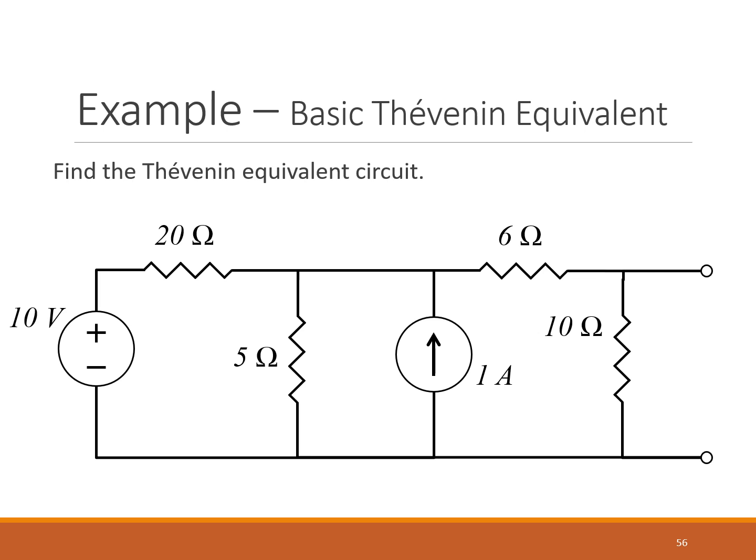Let's now work through a relatively basic Thevenin equivalent example. This problem is exercise 2.28 from page 95 in the textbook. What we want to do is find the Thevenin equivalent for the circuit shown on the slide here. Of course we need two pieces of information: our Thevenin voltage and our Thevenin resistance. If we have both of those, we then know our Thevenin equivalent.